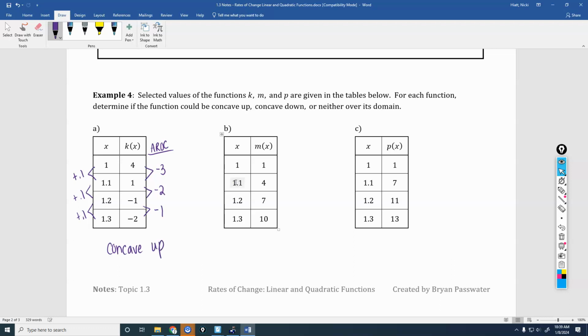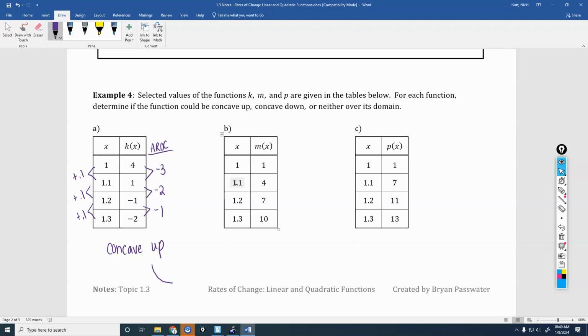Your rates of change are negative, but increasing. So your graph is a decreasing graph. Your graph of K would be a decreasing graph that is concave up. So it would look like this, if you think of like graphing it.